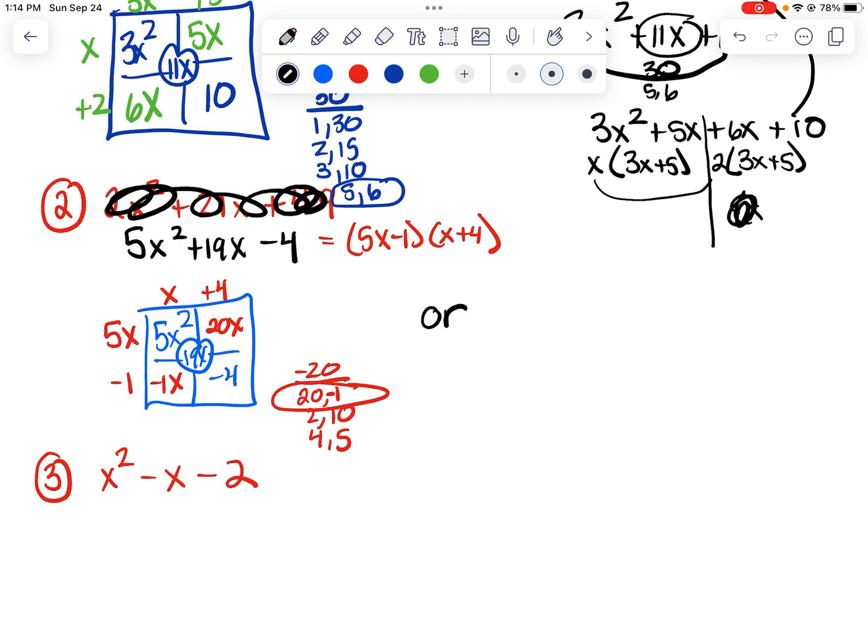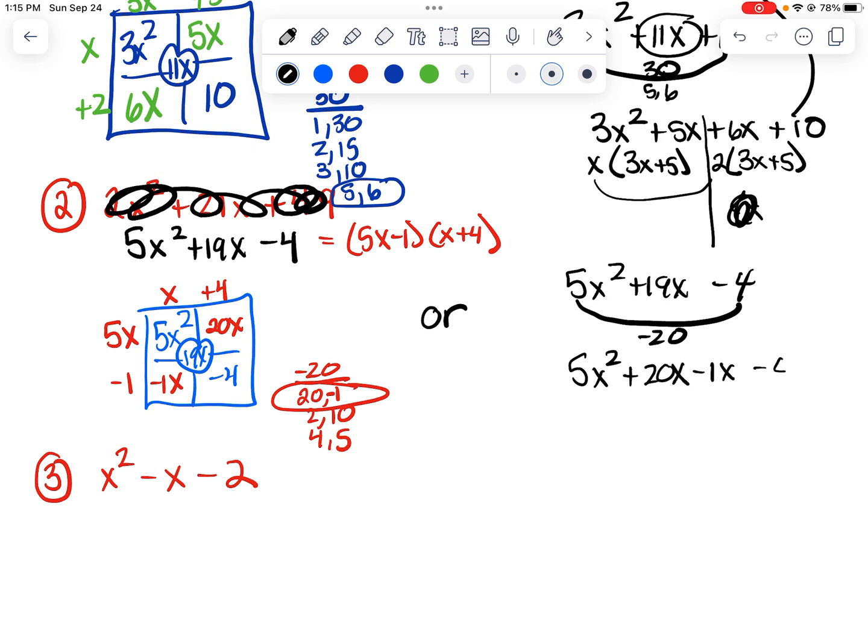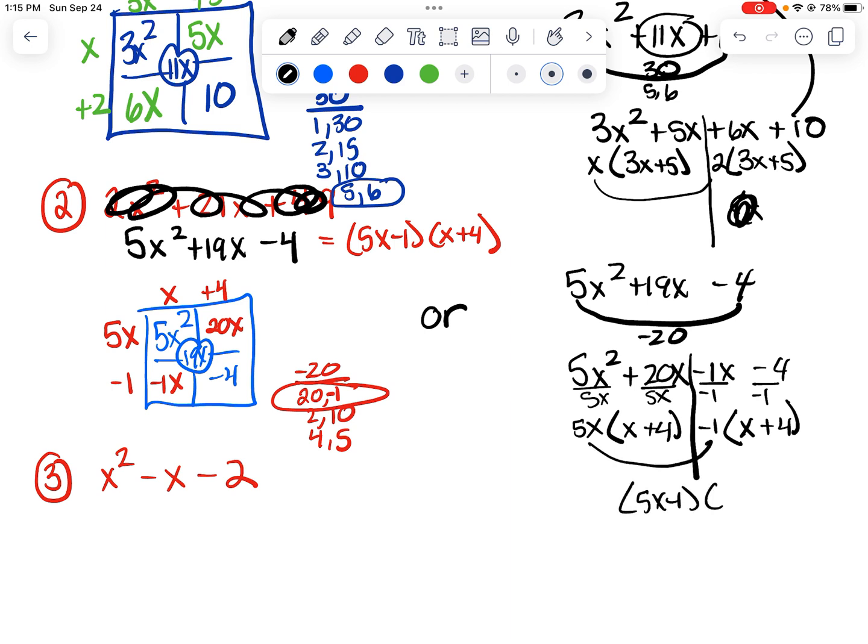Or, again, I'll show you the other way. 5x squared plus 19x minus 4. Again, we multiply, so it starts that same way. Multiplies to negative 20 and adds to 19. So I can expand that 19x into 20x minus 1x minus 4. Draw a line down. What divides into each of these is a 5x. So factor out a 5x, and all that's left is x plus 4. Now I want this parenthesis to be x plus 4, so I'm going to have to factor out a negative 1, and that would be x plus 4. So again, we get the same thing, (5x minus 1) and (x plus 4).